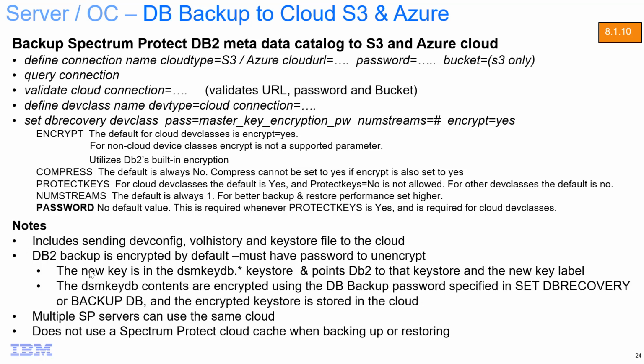A couple notes on this. You do have to have the password that was set with this set DB recovery in order to unencrypt the DB2 database. That's going to be critical. And multiple Spectrum Protect servers can use that same cloud, and we don't use a cloud cache when we're backing up or restoring the Spectrum Protect DB2 backup.